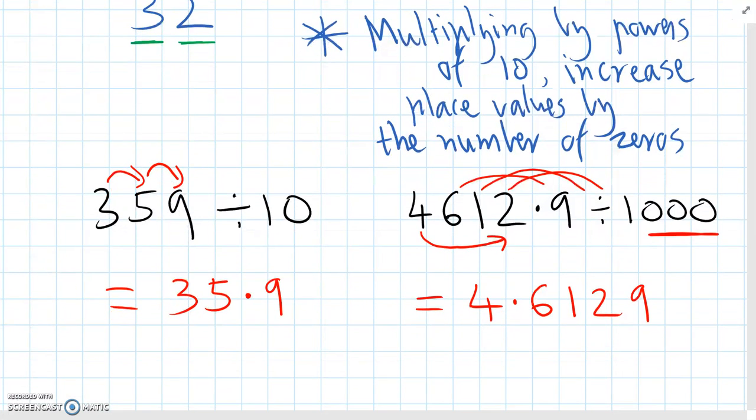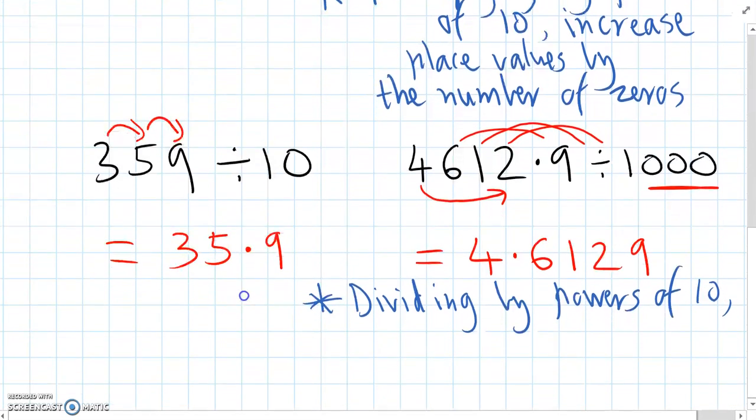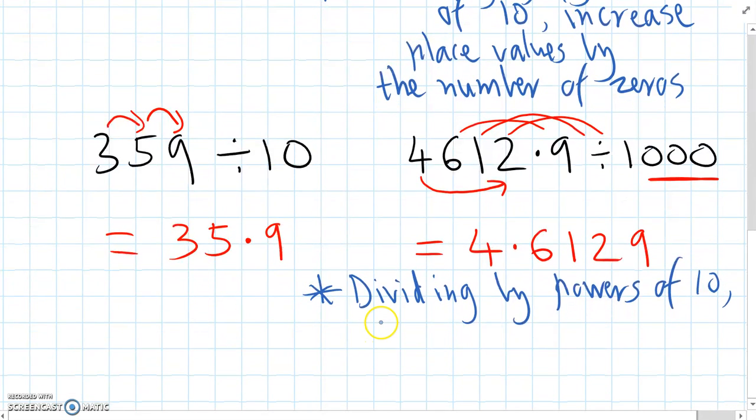So the overall pattern here is when we're dividing by powers of 10, we decrease the place value.